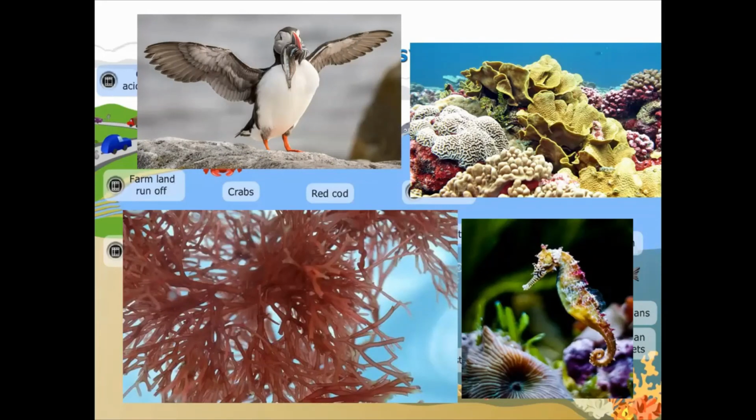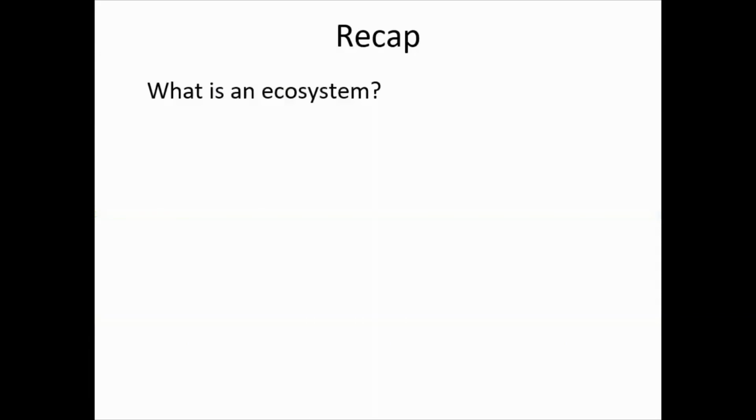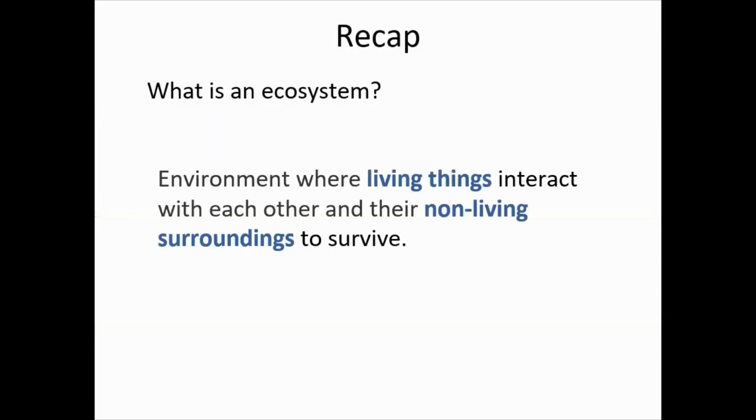So next slide. So here we go. We're at the end of this, guys. And we're going to recap. What is an ecosystem? And we will know from before that an ecosystem is an environment where living things interact with themselves and their non-living environment. So next one.